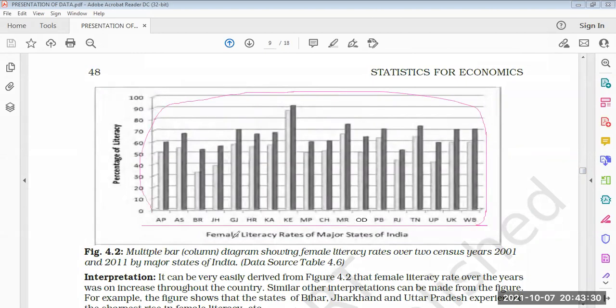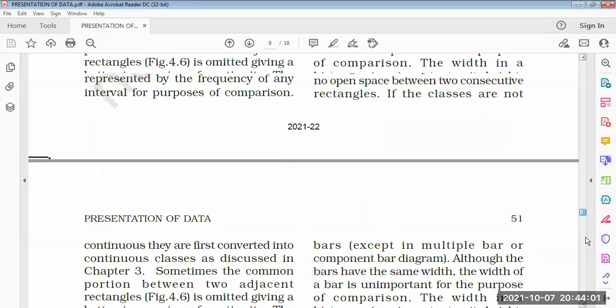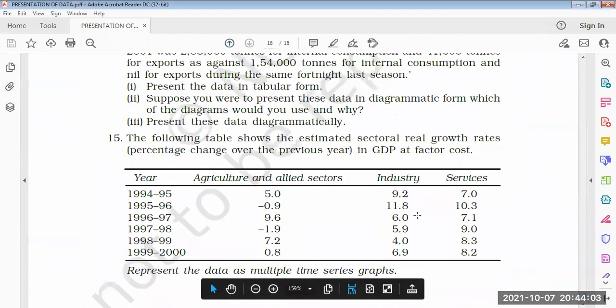This is suitable. Let's take for example, this is total production, this is for internal consumption, and this is for export. You can show it like this. So multiple bar diagram is suitable. Remaining one problem is there. In the next class, we will go to that problem.